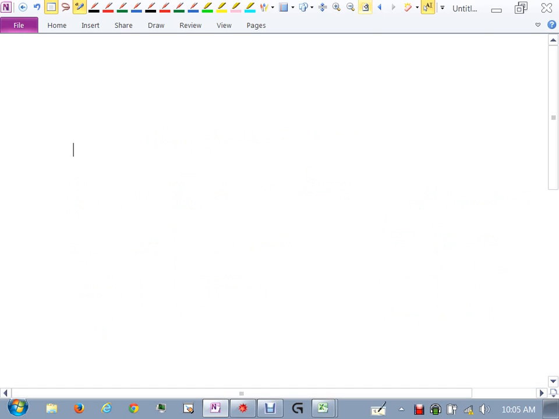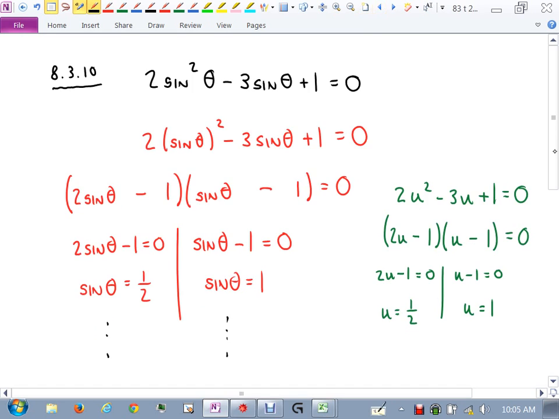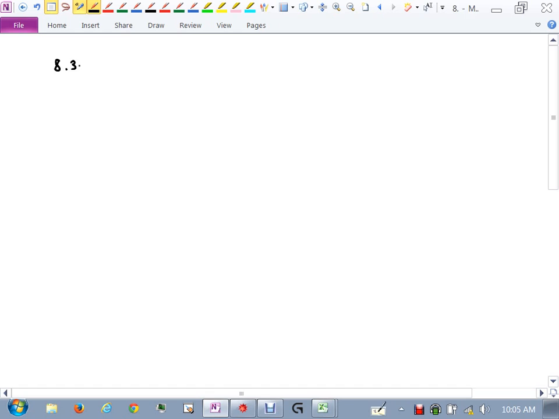All right, one more, and we're going to move into the next section. 8.3.11. How would you solve 3 cosine theta plus 3 equals 2 sine squared theta? It's a trig equation because it has trigonometric functions in it. Do you see that we have the sine squared? So when you see sine squared, you may be thinking, just like the last problem, oh, it's going to be like a quadratic. Yes, I agree.